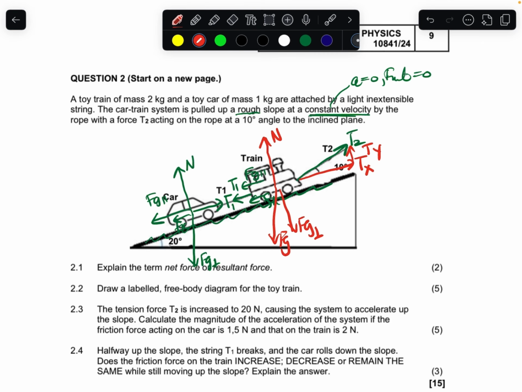Now in 2.1, it says explain the term net force. The net force, guys, you answer it according to the exam guideline. It's the sum of the forces acting on a body, of two or more forces acting on a body, or you can say it's a single vector that has the same effect of two or more vectors together, right? I'm not going to write it. 2.2, it says draw a labelled free body diagram of the toy train. So let me write it here.